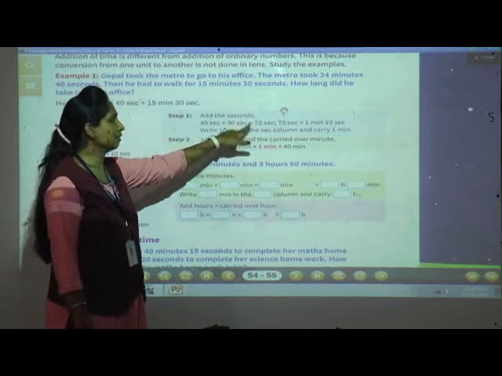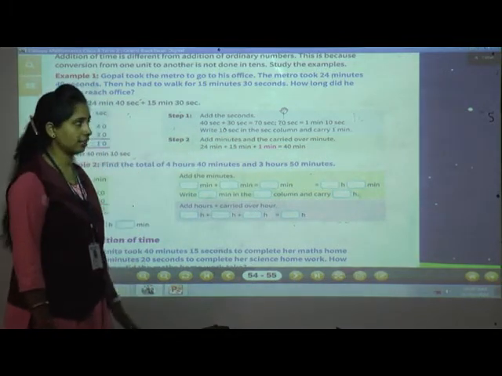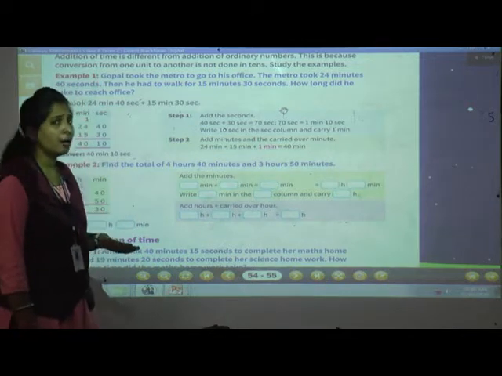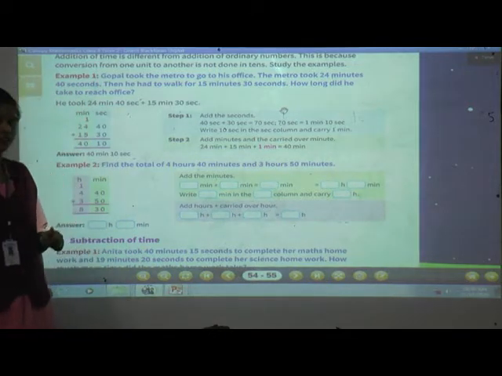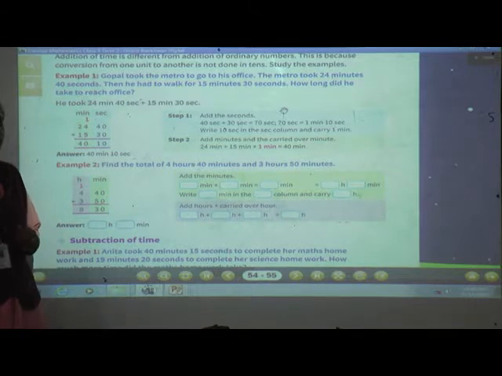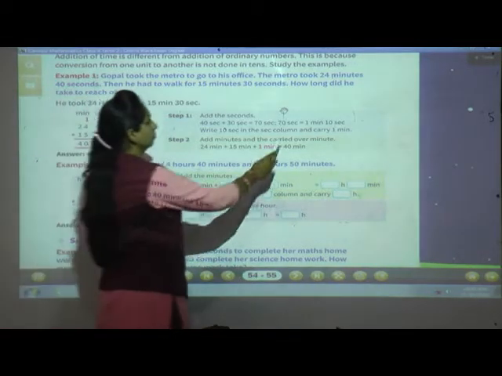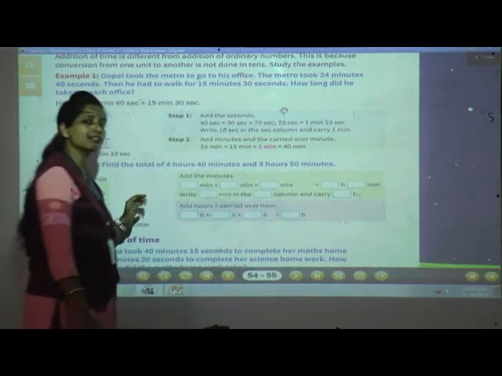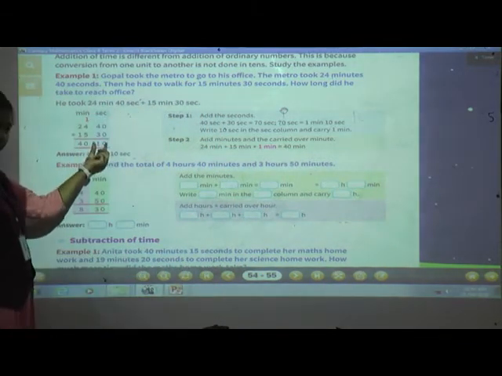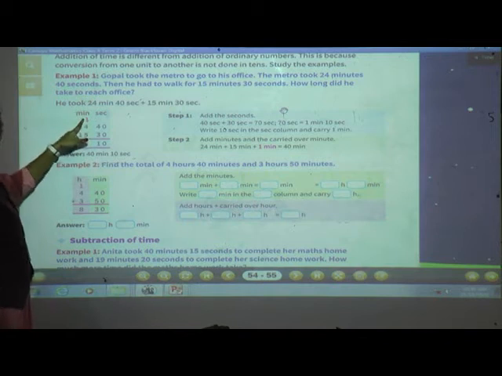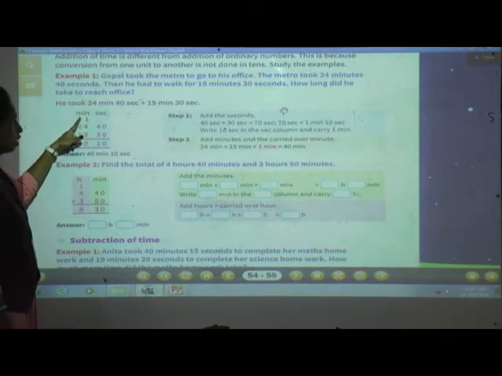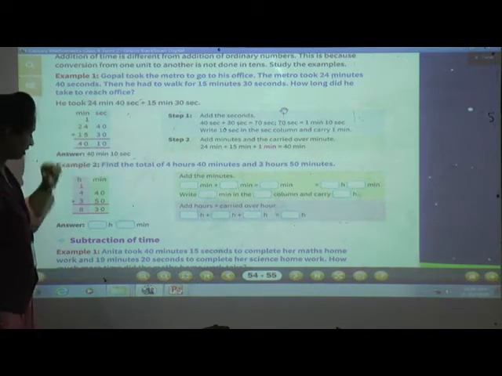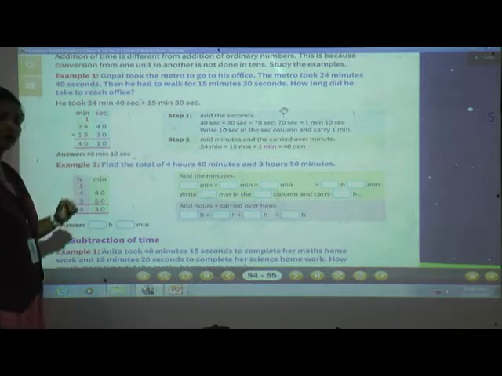40 plus 30, it becomes 70 seconds. So how many seconds means 1 minute? Yes, correct. 60 seconds means 1 minute. So here 70 seconds means 1 minute and 10 seconds. So write 10 in the seconds column and carry 1 to the minutes column.